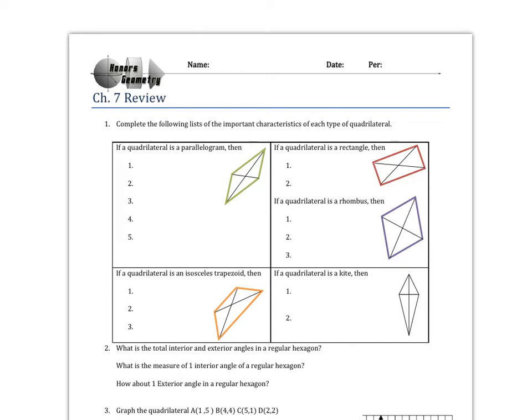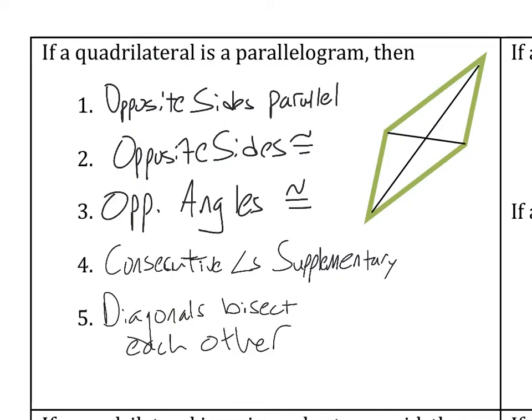All right, time to review some quadrilaterals. So first we got some properties of quadrilaterals. Hopefully you're getting these down pretty good. And let's see what we got. If it's a parallelogram, we got 5 things true. We know the opposite sides are parallel, opposite sides are congruent. The opposite angles are congruent, consecutive angles supplementary, and the diagonals bisect each other.